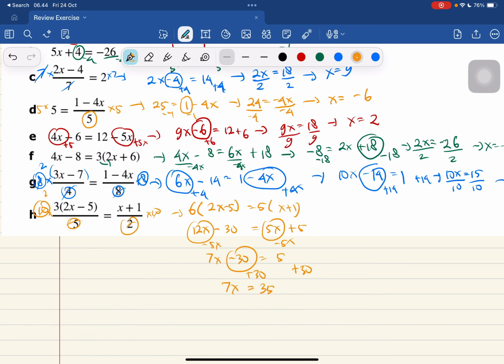Okay, this is for 7x, so we can make it only x by dividing by 7. Do the same thing to the right side. So we can write it here: x equal to 35 divided by 7, which is 5. Okay, there we go.